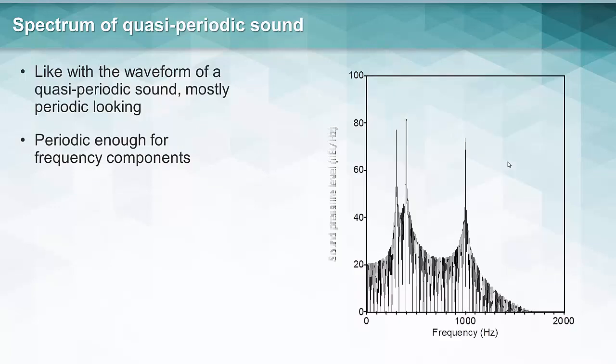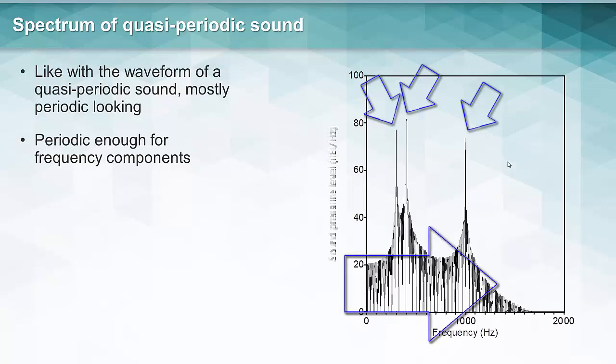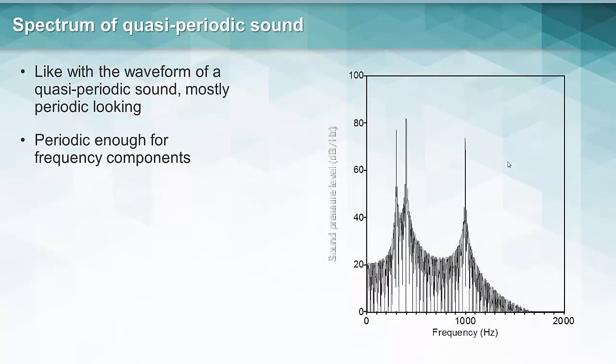Here's a spectrum for a quasi-periodic sound with 3 frequency components. You can see the 3 frequency components in the 3 sharp peaks. There's some noise as well, with amplitude between 0 and 20 dB for the frequencies around the peaks. This sound is really quite close to perfectly periodic. The amplitude of the periodic components is much higher than the amplitude of the other components.